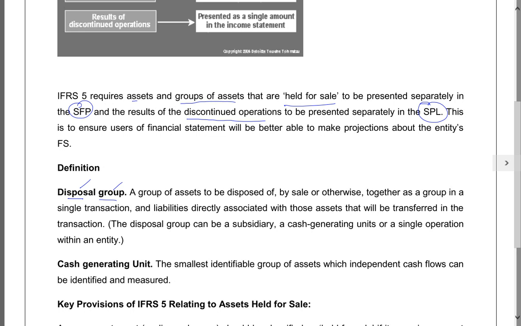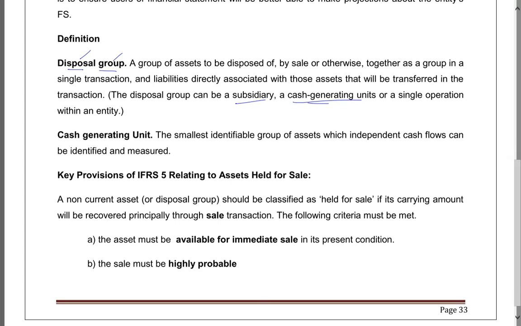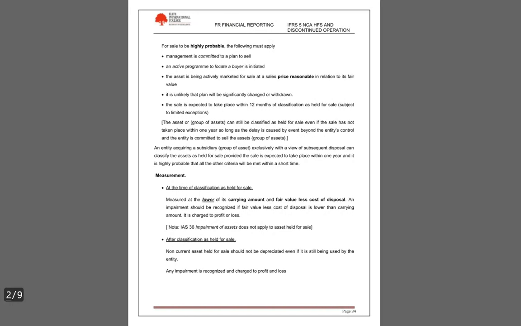The disposal group can be a subsidiary. It can be a CGU. It means when you want to sell, this group can be a subsidiary bought to sell, or it can be a CGU that we intend to sell, the disposal group. Okay, and of course CGU, we just explained the definition. Smallest identifiable group of assets that generates cash flow independently. Okay, this is how it looks.